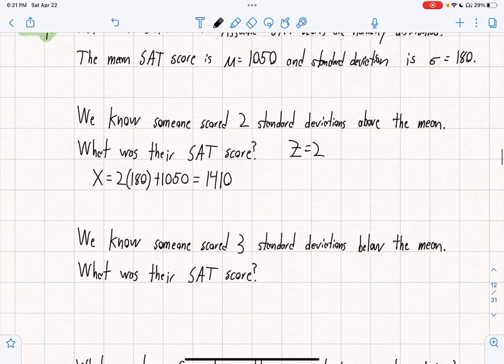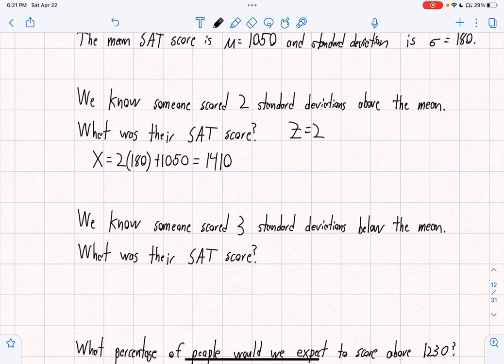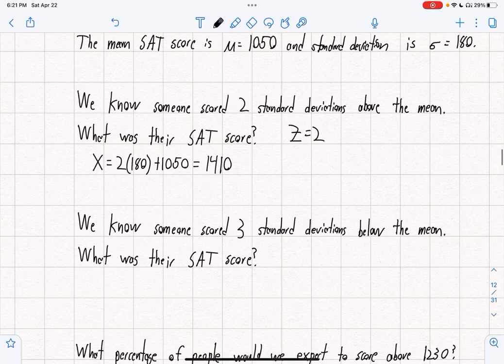Let's try another one. We know that someone scored 3 standard deviations below the mean. What was their SAT score? Okay, so z here would now be -3, right? 3 standard deviations below the mean. Below the mean would be a z value that is negative. So z is -3. And now we just plug into our formula again. So x is equal to -3 times our standard deviation of 180 plus 1050.